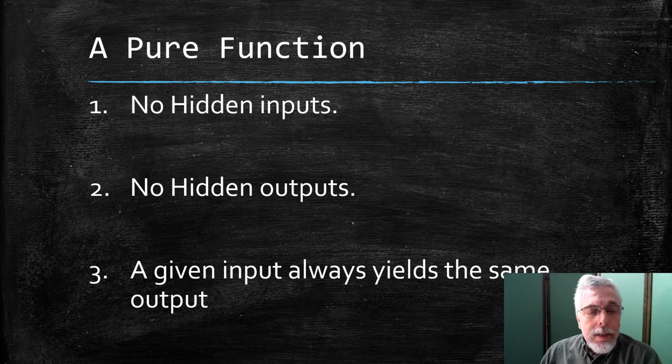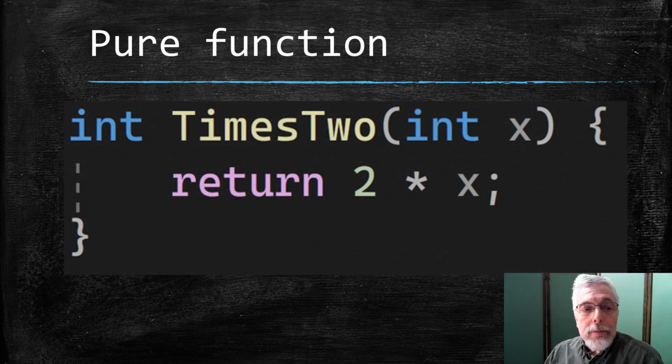So we can add this other concept. We have the idea of no hidden inputs, that is, no global variables. There are no adverse side effects that are hidden. Everything is obvious. And a third bullet is added there. Given an input, the function will always yield the same output. This is for functional programming, which is beyond our scope here.